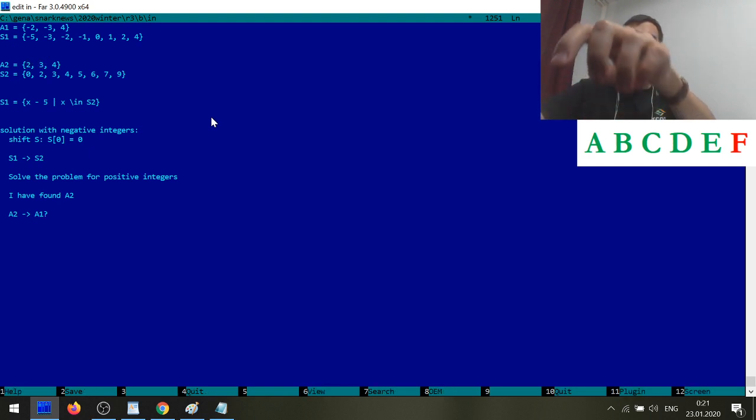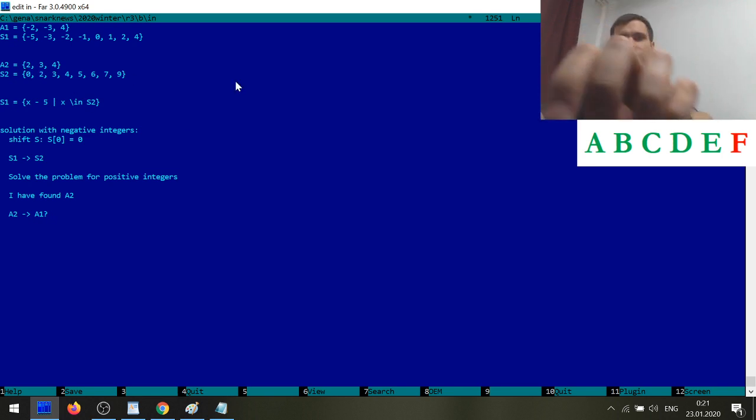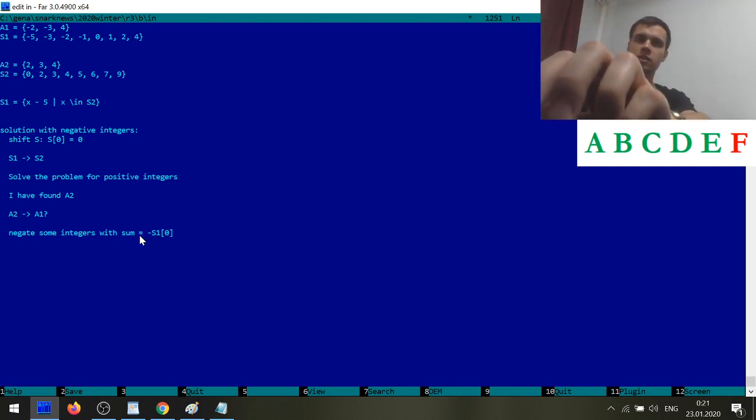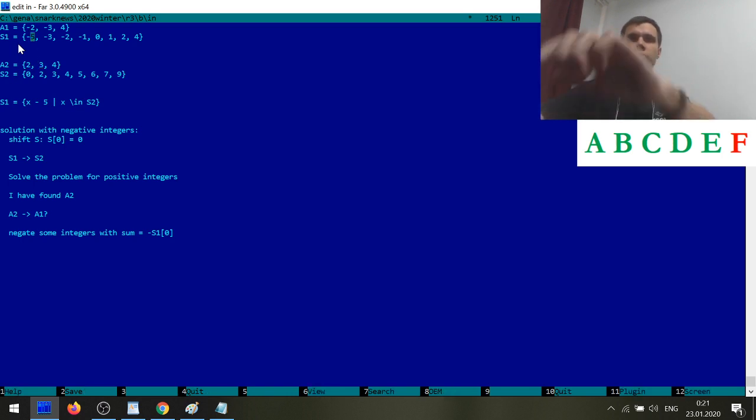And the solution is that I have to negate some integers with their total sum equal to S10 minus S10. So in this case, I would go from S1 to S2, solve it, I will have 2, 3, 4, and then I have to negate some integers, and I just have to find any subset with the total of 5. And then the only subset here is 2, 3. I can just negate 2 and 3, and I will get negative 2, negative 3, and 4, and that will be the answer. That's the solution.